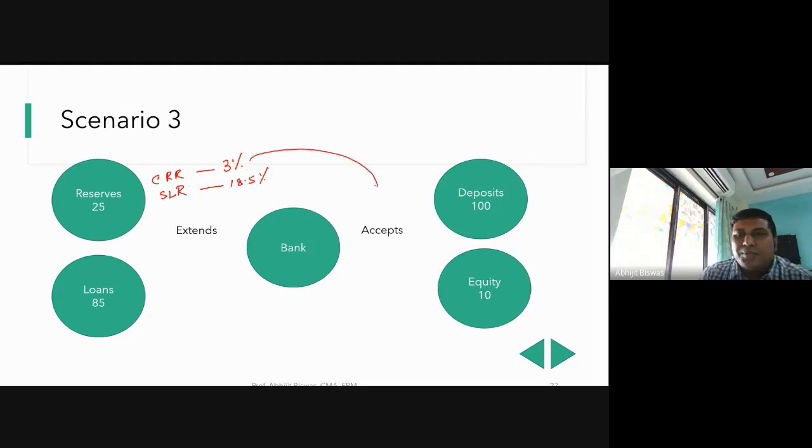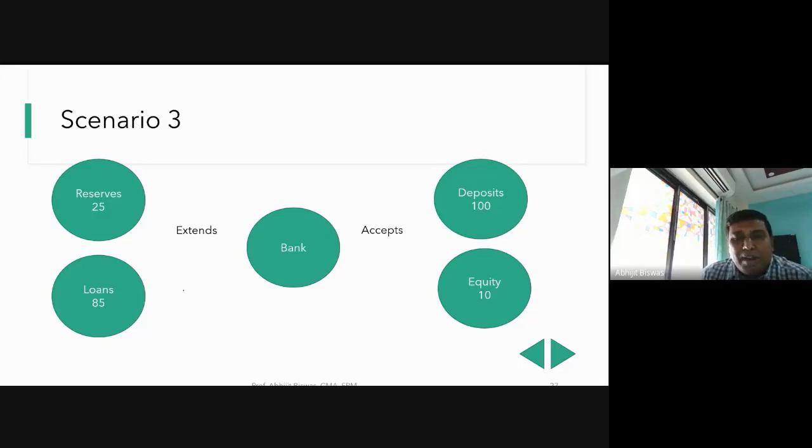3% of what? 3% of your deposits. 18.5% of your deposits. Okay. So these are buffers. If the depositors come and ask for money, because these are very liquid assets, you can always give them back. Okay. Is this point clear? Now, what we have done, we have total 110 in our liability side, 100 deposit, 10 rupees equity, and out of that, 25 we have kept as reserved with RBI, and 85 we have. So till this point, there is no problem, and this is closer to the real world, right?